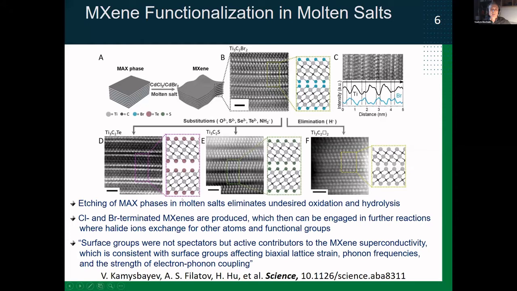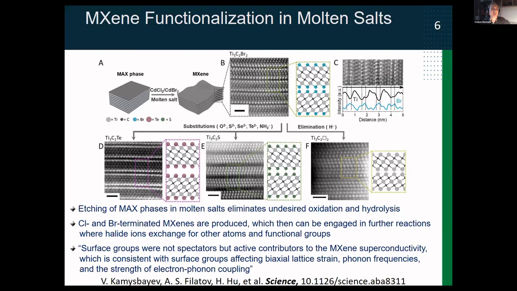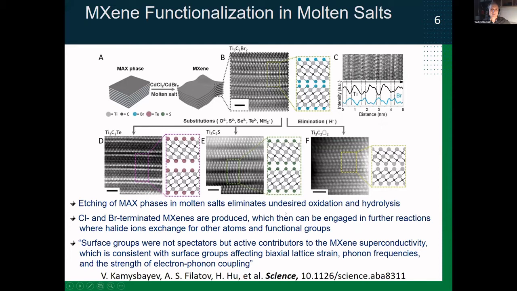But let me just go to the very first sentence here and say a few words about why they used molten salts. So in their own words, this is how they explain why they used molten salts, because molten salts would eliminate undesired oxidation and hydrolysis. Well, oxidation and hydrolysis are the terms which do not belong to the domain of functionalization that much as to the domain of reactivity of the material. So they functionalized MXenes simply because they had some knowledge about reactivity of this material.